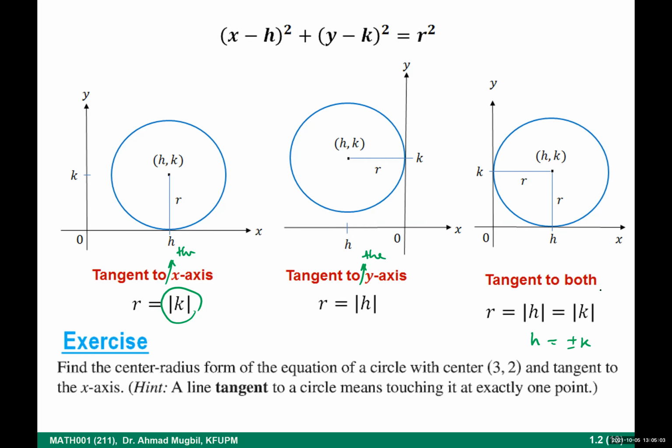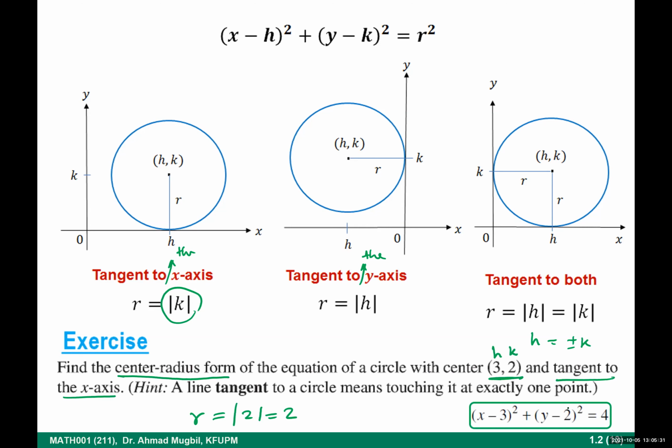This is an example. The center radius form means the standard form. Find the center radius form of the equation of the circle with center 3 and 2 that is tangent to the x-axis. Because it is tangent to the x-axis, it means that R is equal to what? R will be the absolute value of K. What is K in our case? 2. So R is 2. So now you have H, you have K, you have R, you have the standard form.